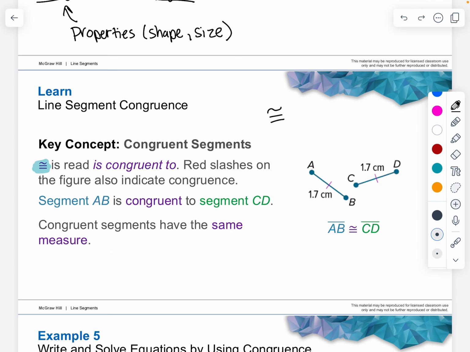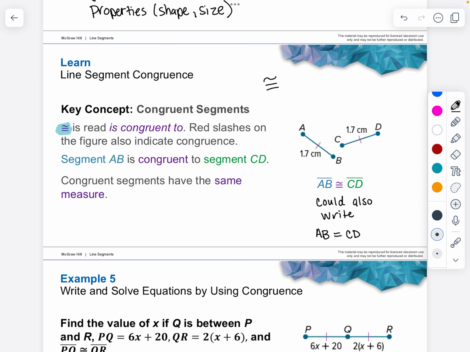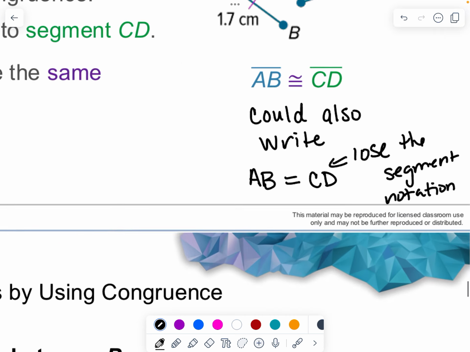The funny thing is we could also write AB is equal to CD, because equation-wise, they have equal numbers, if that makes sense, when we're putting them into an equation. So again, when we're talking properties, they're congruent. And when we're talking equations, look how they lose the segment notation for equations.